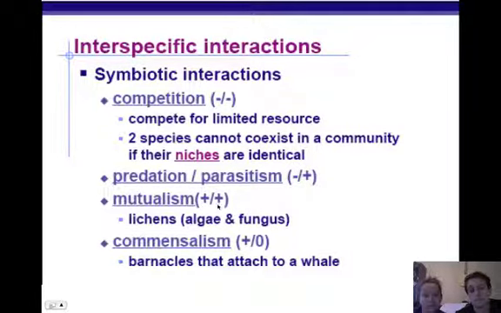Mutualism, you can see here with the two positives, the two plus signs. This is when both organisms are benefited. An example of this would be lichens, which was that mutualistic relationship that we talked about during the plant unit between algae and fungus. They're both benefited. And then the last one here is called commensalism. And that's when one organism is benefited and the other one is not affected at all, not negatively or positively. So an example that they give of that would be barnacles that are attached to a whale. The barnacles are not bothering the whale, but they do have a place to live living on the whale.